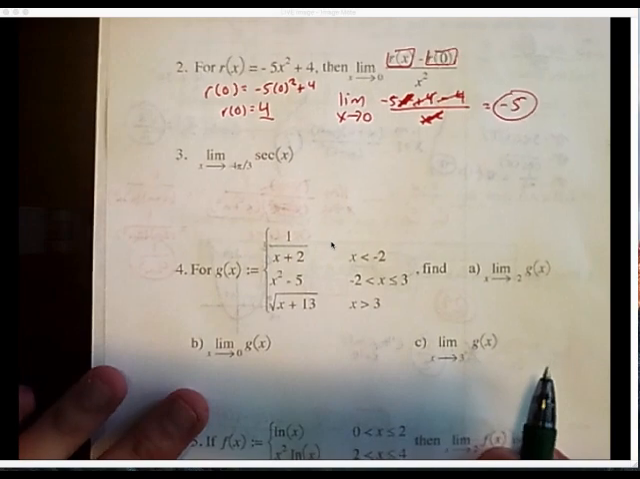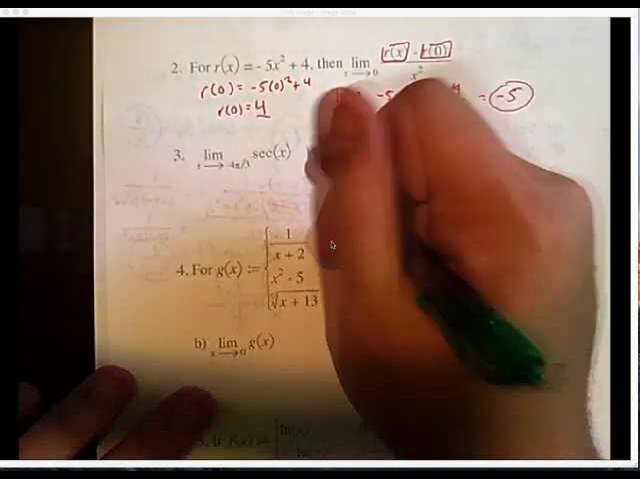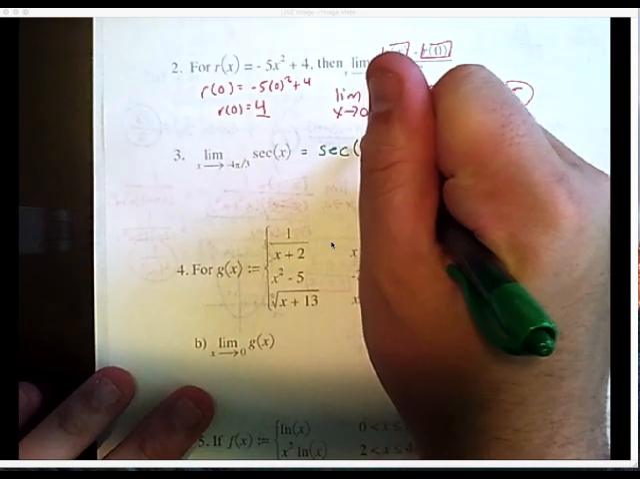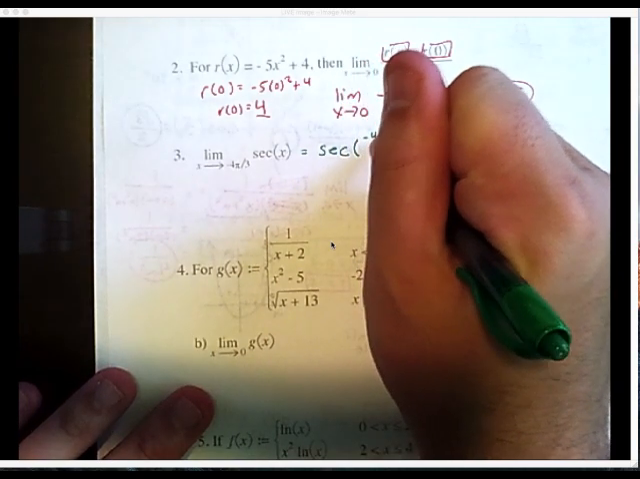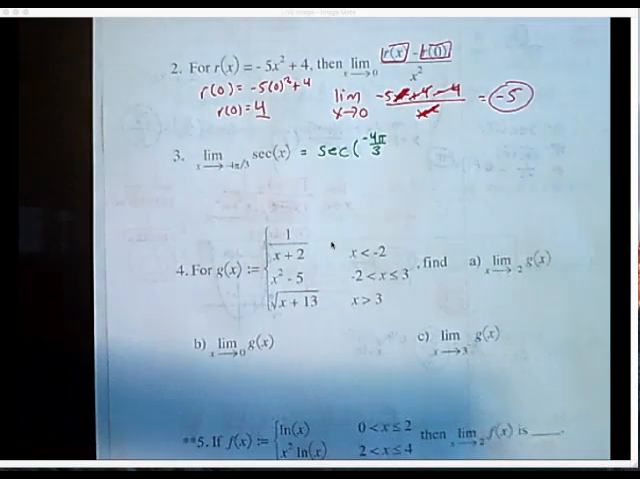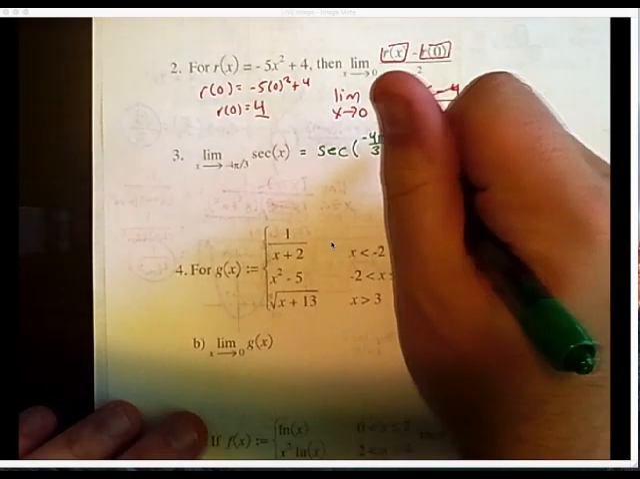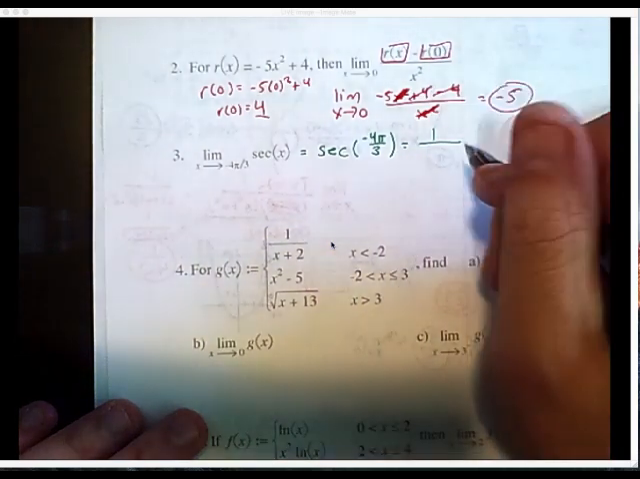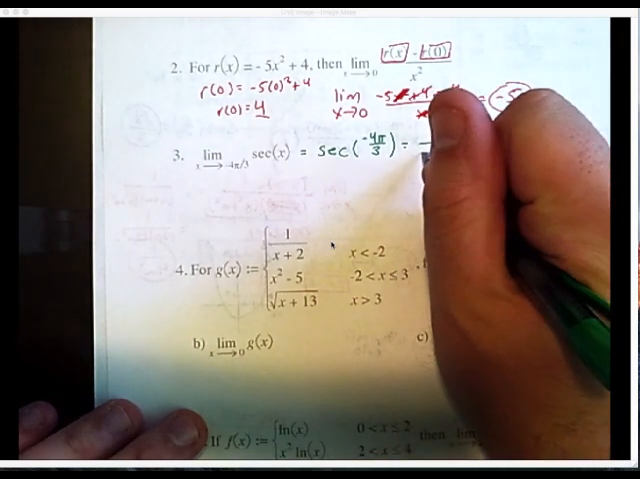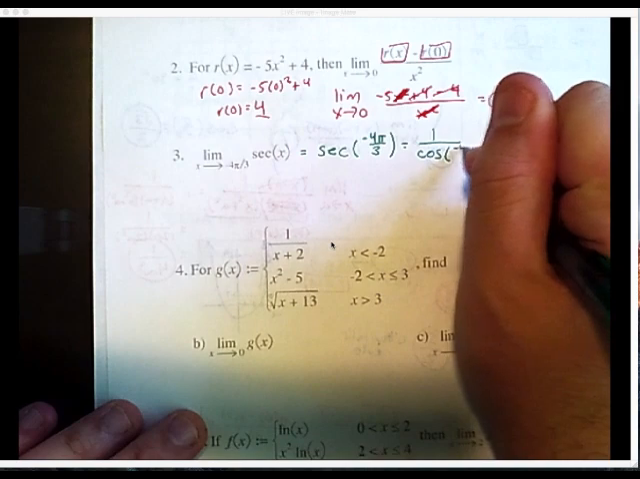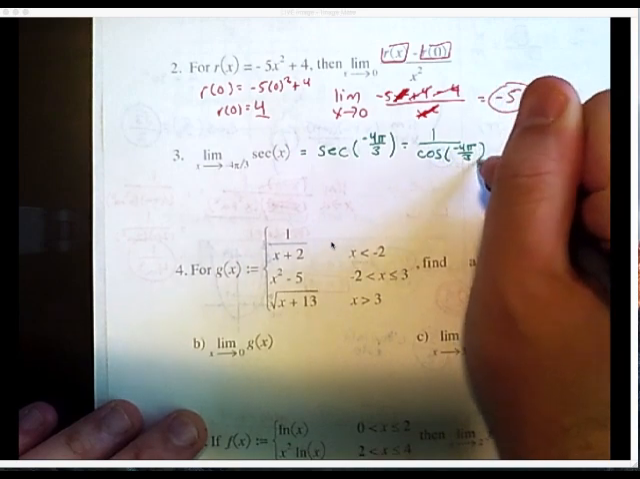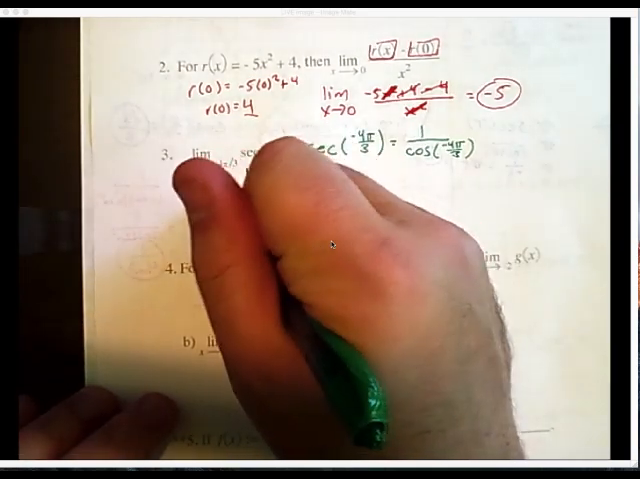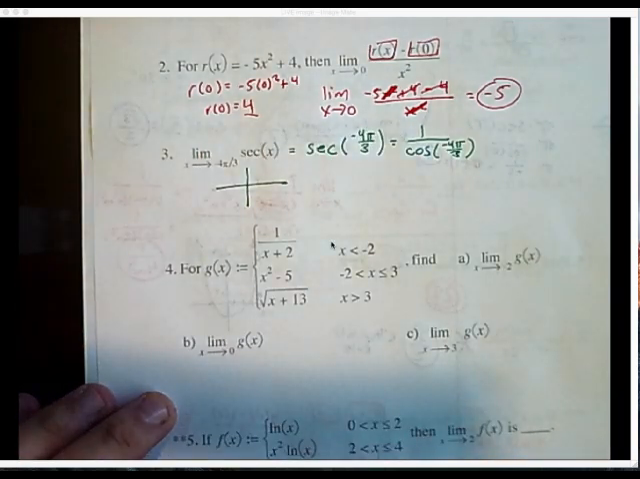All right, number 3, first thing we try to do is direct substitute. So when we do that, secant of negative 4 pi over 3. And we don't really like that so much. We're going to rewrite it as a cosine. Now we have to think about where that is on the unit circle. Negative 4 pi over 3.